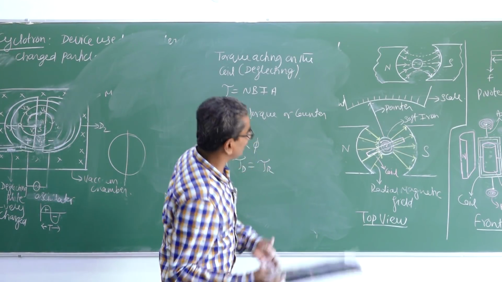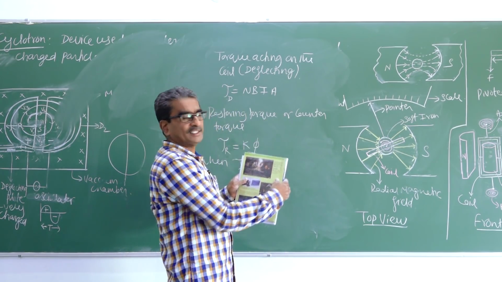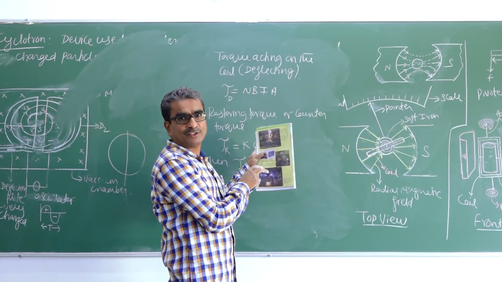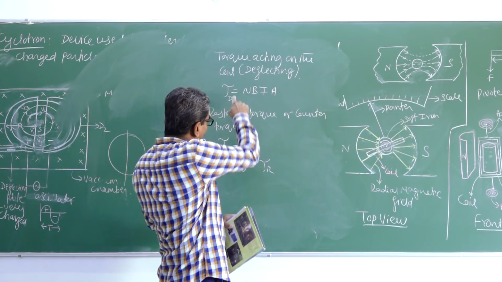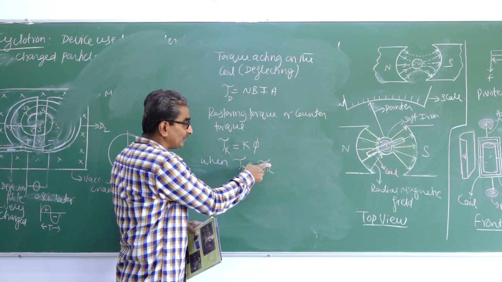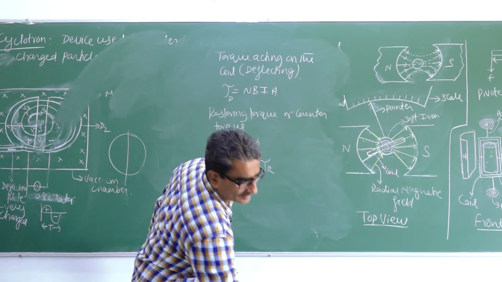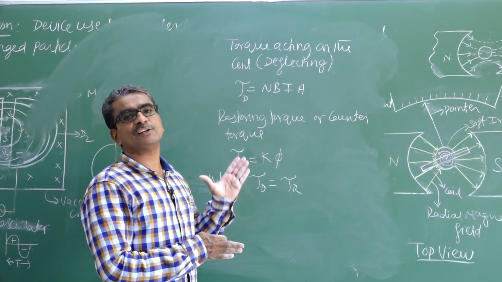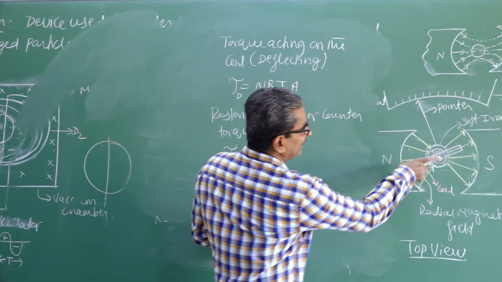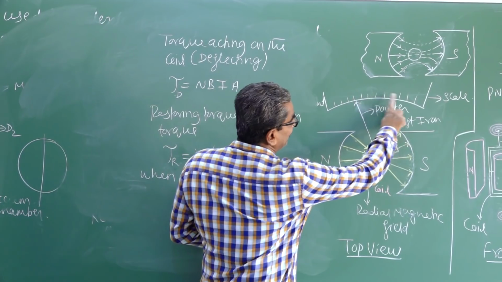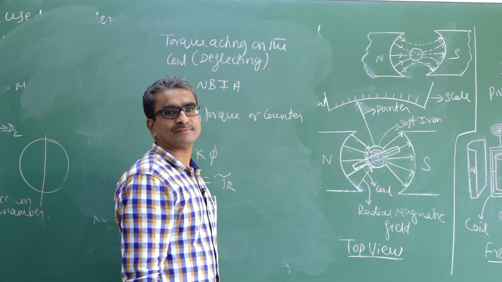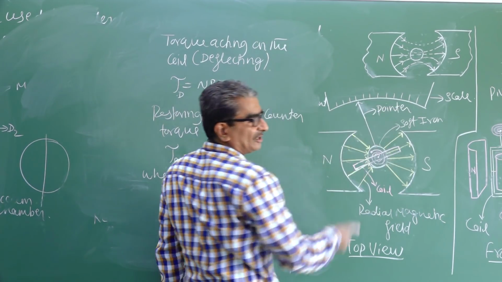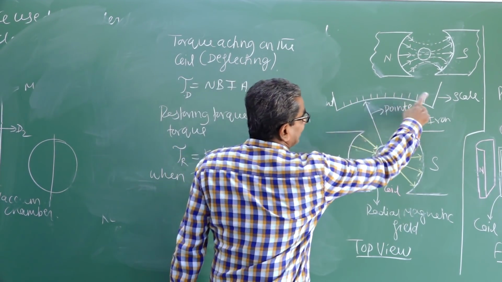That means the coil is not going to rotate further. It starts rotating till the deflecting torque becomes equal to restoring torque. When both get balanced, tau d becomes equal to tau r, then it gets balanced. In such a case, the rotation of the coil stops. Once the coil rotates, what happens? The aluminum pointer also rotates along with the coil, indicating the deflection.